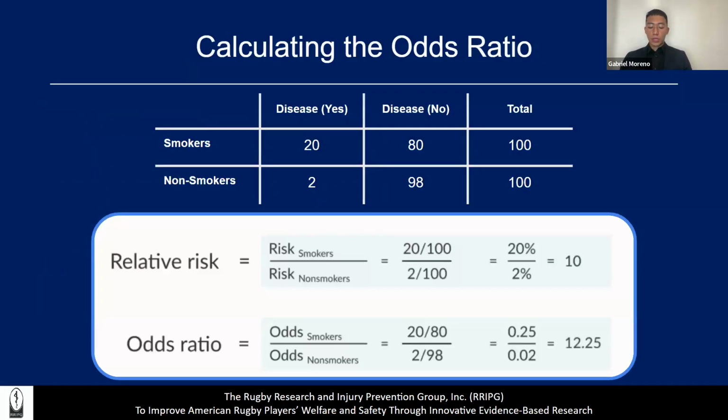For the odds ratio, you can see how we're comparing the odds of these two groups. So it's not comparing 20 out of 100, but 20 who got the disease versus 20 who didn't. And for non-smokers, the same thing. So 20/80 is going to give us 0.25, and we're going to divide this by 0.02, which is the result of 2/98. And we're going to get 12.25, which tells us that the odds of smokers getting cancer is 12.25 times the odds of non-smokers getting cancer.